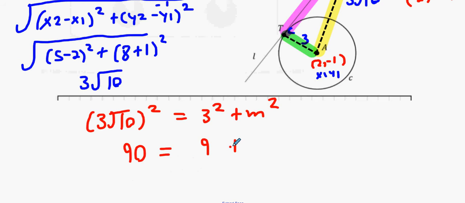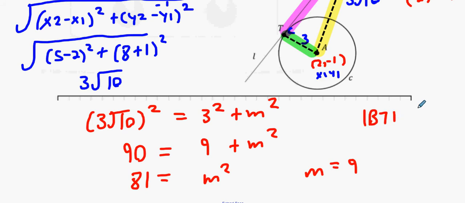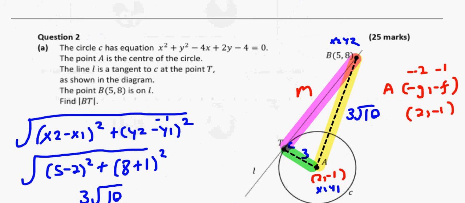Equals 9m squared. 81 equals m squared, and m will equal 9. So the length of BT equals 9. Alright guys, that's the first one done.